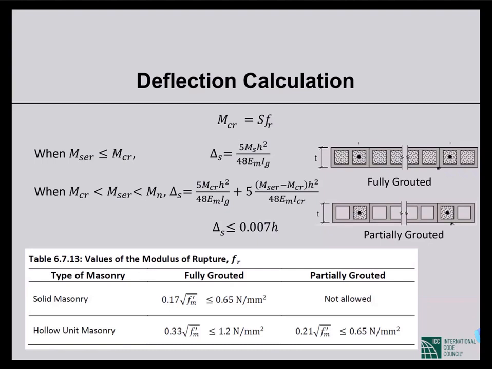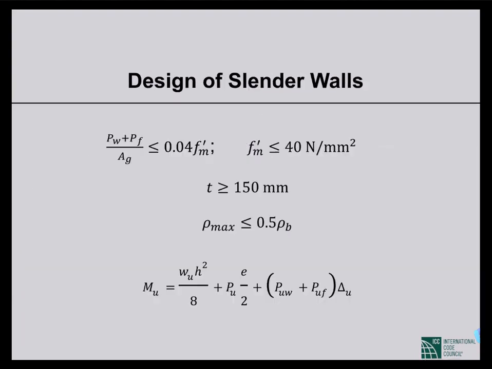Okay, so using this formula, we can calculate delta, and with that delta, we have to multiply the axial force. Then we'll get the applied moment, ultimate moment on the section. So we are considering second order effect of slender walls in this indirect way.